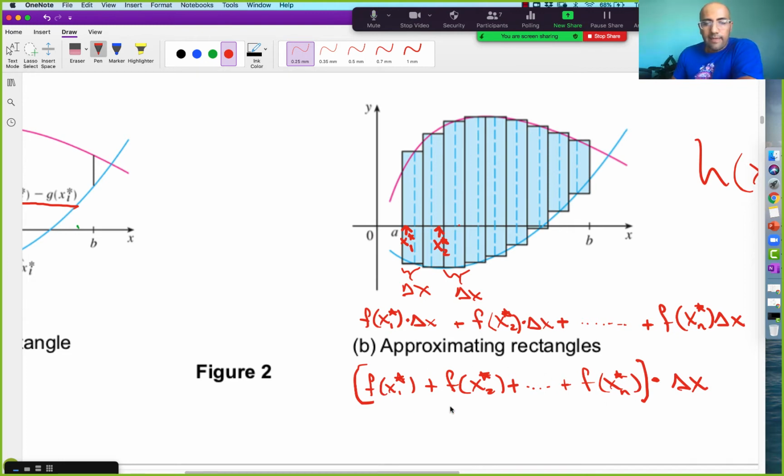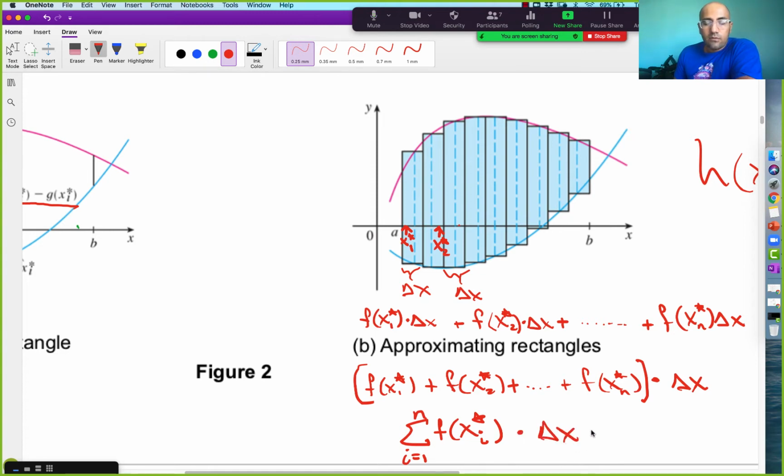Good. And then this guy here, we're just going to turn that into a Riemann sum. That's the Riemann sum of f of x sub i star, where i runs from 1 to n, right? That's this whole thing right here. And when you're done with all of that, you can multiply the whole thing times delta x.